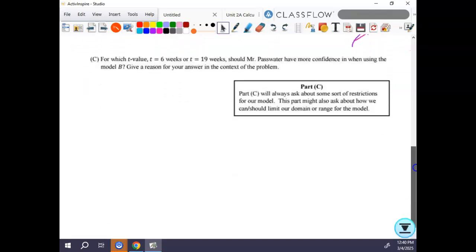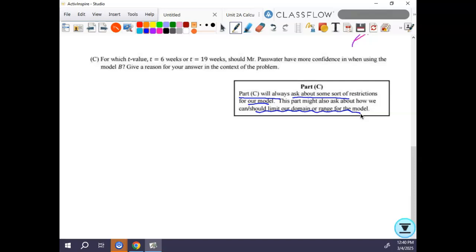So for which t value, now on here, part C will always ask about some sort of restrictions for our model. It might ask you about how we could or should limit domain or range, which we've seen a couple like that. This is kind of the free-for-all question. It can be asked a lot of different ways. So we haven't seen one that's like this before. So I want you to think about it and talk to your neighbor about it for a second.